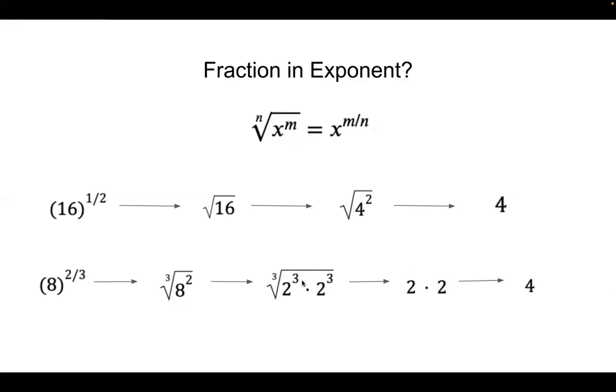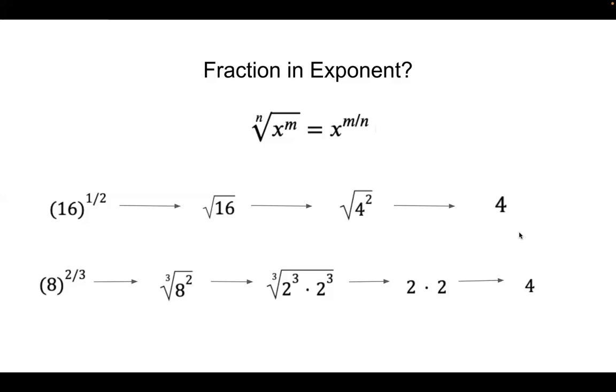Okay? And now that we have 3 2's and 3 2's, we can pull both of them out. 2 times 2, and we have 4. And no, they don't always equal 4. That's just the case we see right here.